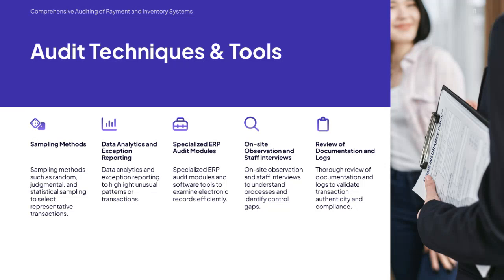When conducting audits, we rely on a variety of techniques and tools to ensure a thorough and effective review. First, sampling methods play a crucial role. We use random sampling to get an unbiased selection, judgmental sampling to target specific areas, and statistical sampling to support our conclusions with data. Next, data analytics and exception reporting help us spot unusual patterns or transactions that might indicate risk or error. We also utilize specialized ERP audit modules and software tools, which allow us to efficiently examine electronic records and spot inconsistencies within complex systems.